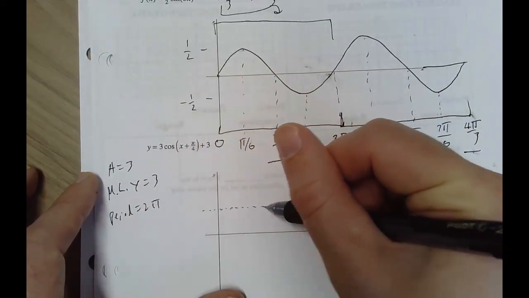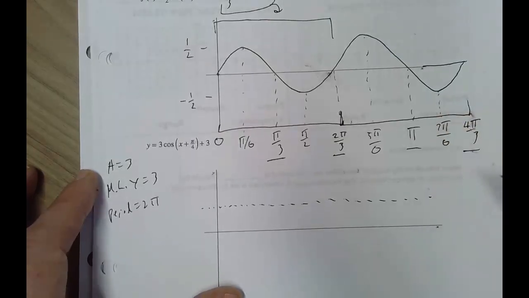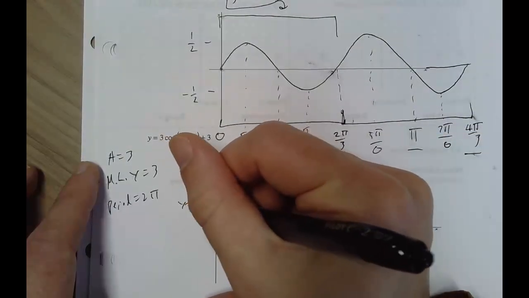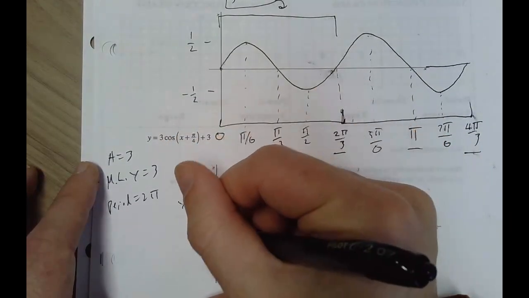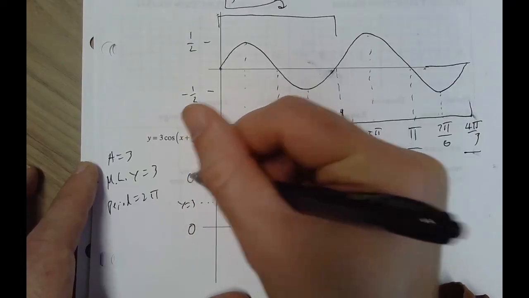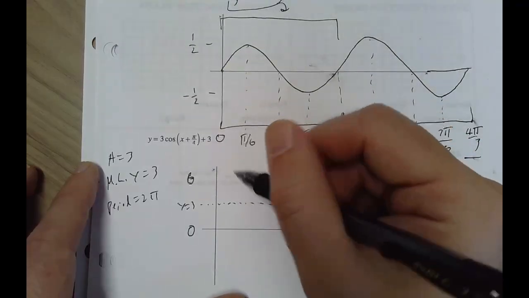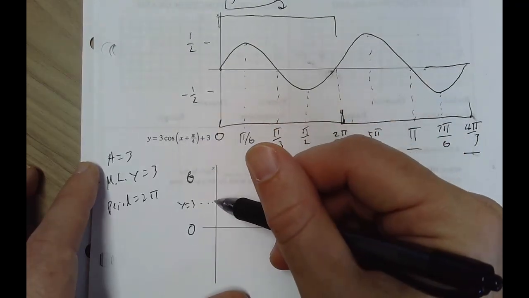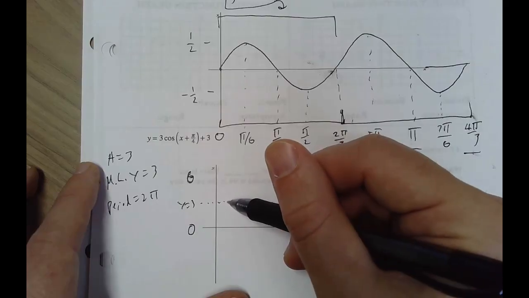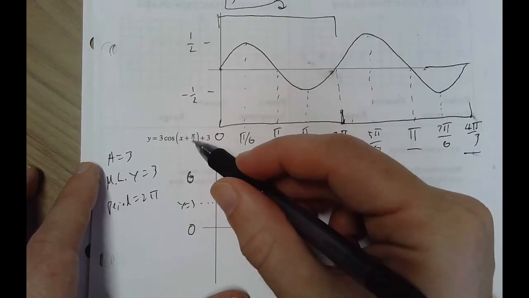So we're at 3 for the midline. I'm going to sketch that here. And then our amplitude is 3, so it means I'm going to go 3 up, 3 down. So I need to label 0 and then 6. That's going to be our up and down. Okay. And then we're moving pi over 4 to the right. So to the left, my bad. Pi over 4 to the left.